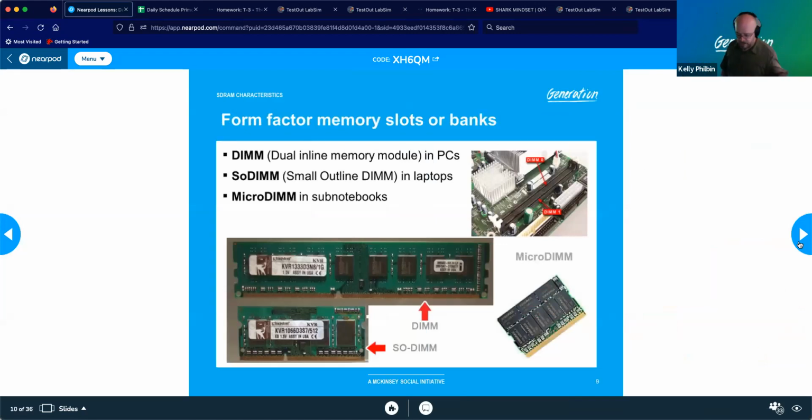So RAM modules come in a variety of what they call form factors. Remember, we heard this term when we were talking about motherboards. All this really is, is a fancy way of saying size and shape. So whenever you hear the term form factor, they just mean size and shape.